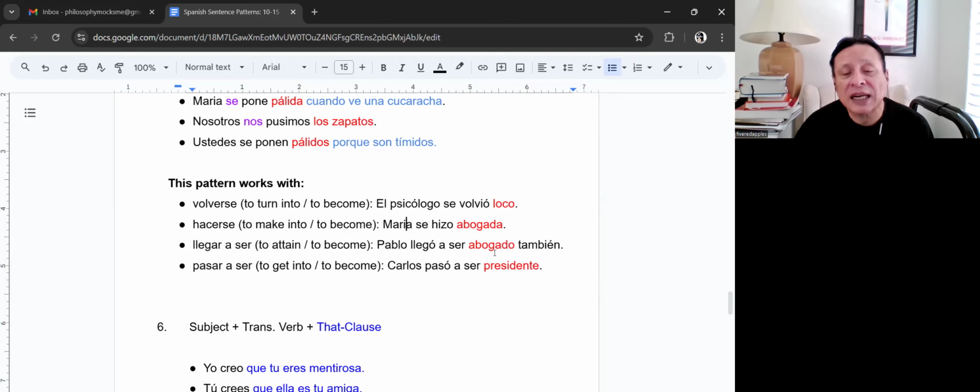Pablo llegó a ser abogado también. Pablo also reached this change of becoming a lawyer, right? Pablo also became a lawyer. Also is también, right? So llegó, like you reach your goal, right? In that sense, to accomplish something. Pasar a ser, to get into, which is also to become. Carlos pasó a ser presidente. Carlos got to be president, right? So Carlos became president. Pasó a ser, right?